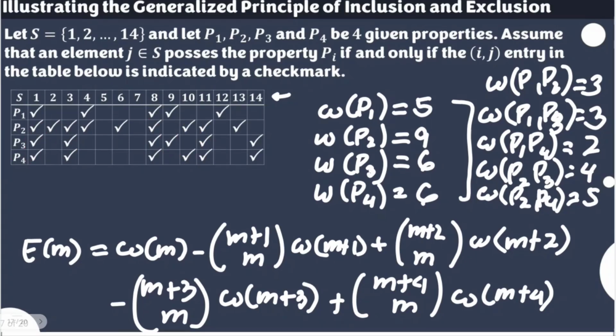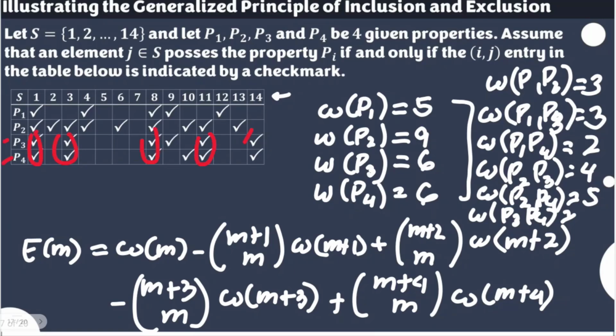And finally, for P sub 3 and P sub 4, look into this. 1, 2, 3, 4, 5 as well. There are 5 of them.